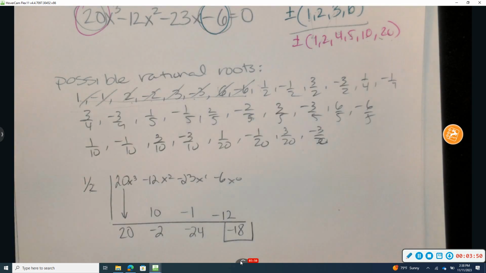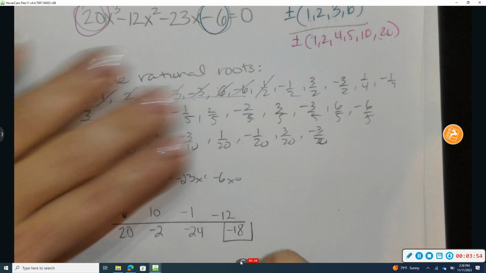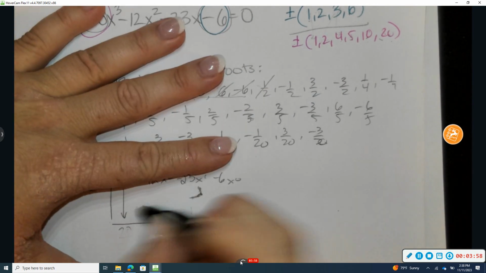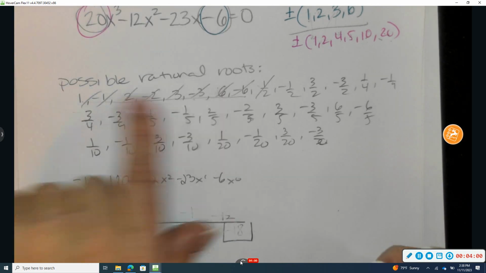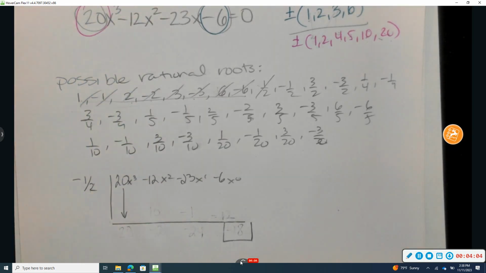That doesn't work. Now, I'm going to be lazy right now. I know 1/2 doesn't work. I'm going to change it to -1/2, and I'm simply going to erase this, since I already did these 6 different ones. It took up a lot of paper, so I'm just going to be lazy here. Let's try -1/2.